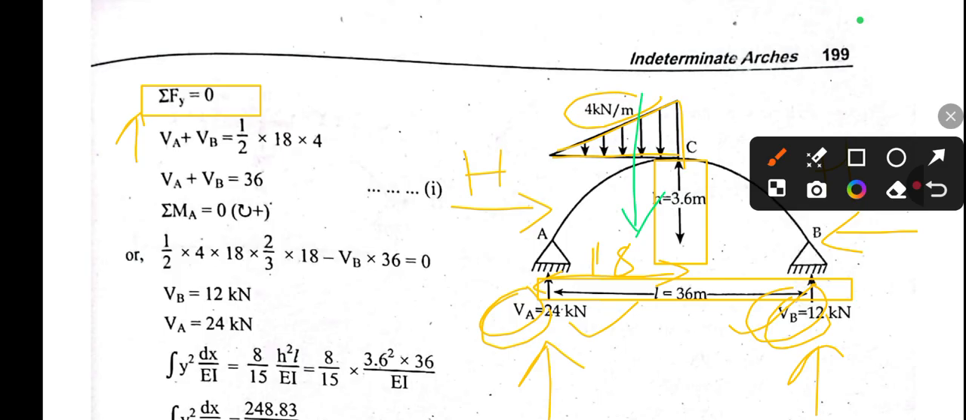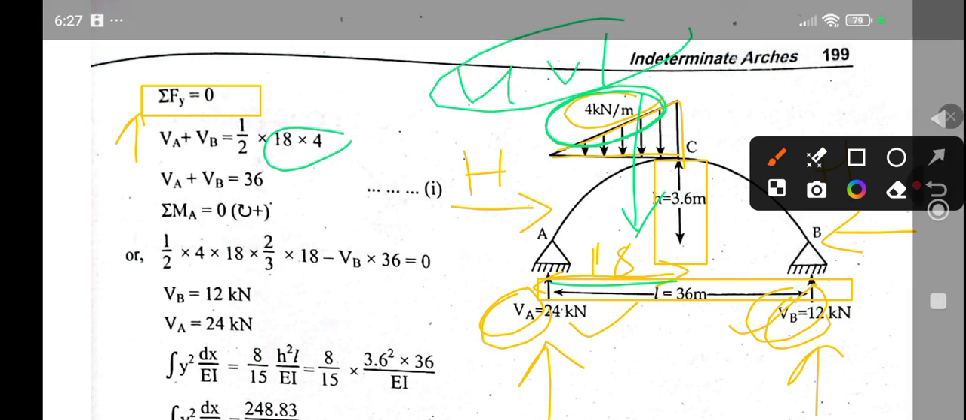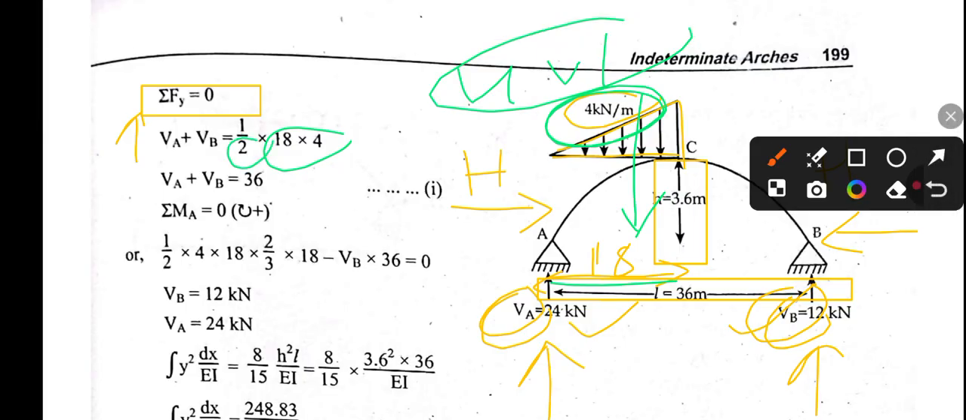It can be calculated as half of 18 into 4. We have to multiply this UDL by the length and divide by 2, because this is the UDL case. In UDL we have to divide by 2. Finally we get the formula VA plus VB equals 36, because 4 by 2 means 2, 18 into 2 equals 36, so we get equation 1.